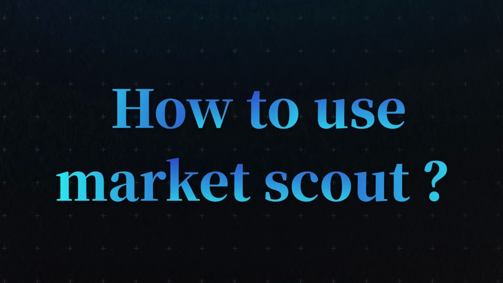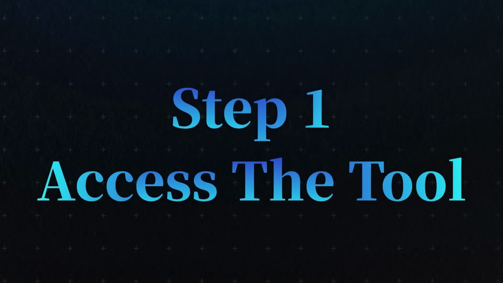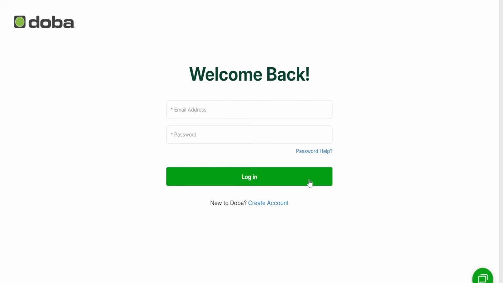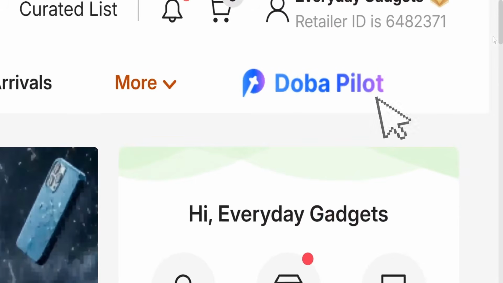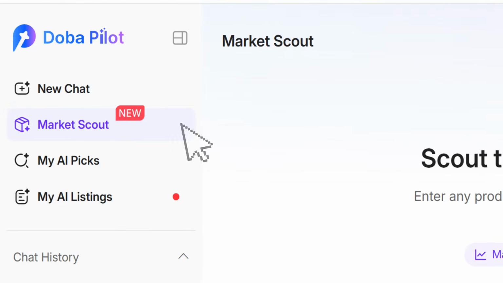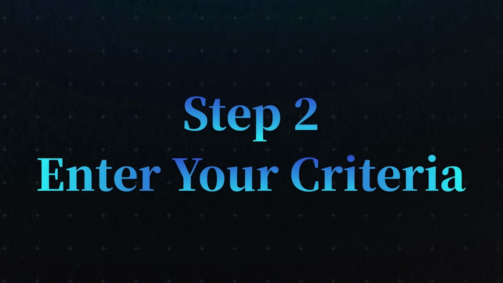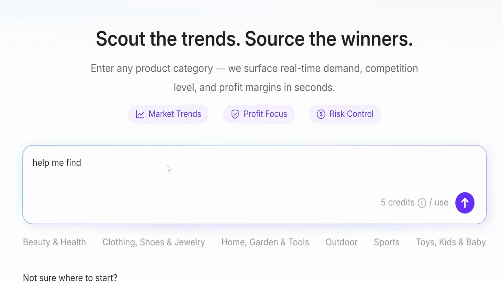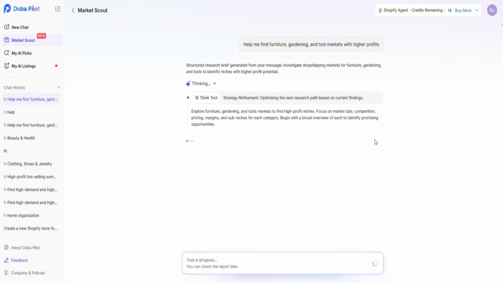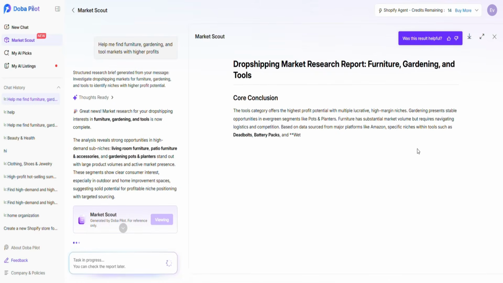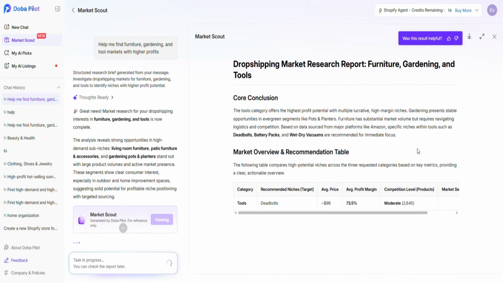How to use Market Scout. Step 1. Access the tool. Log into Doba, go to the Doba Pilot menu, and select Market Scout on the left panel. Step 2. Enter your criteria. For this example, let's enter a broad, evergreen category. Help me find furniture, gardening, and tool markets with higher profits. Market Scout immediately generates a high-level overview and a side-by-side category comparison table.